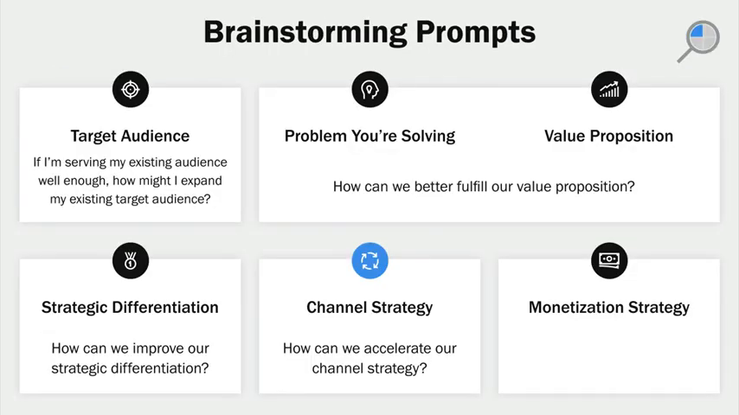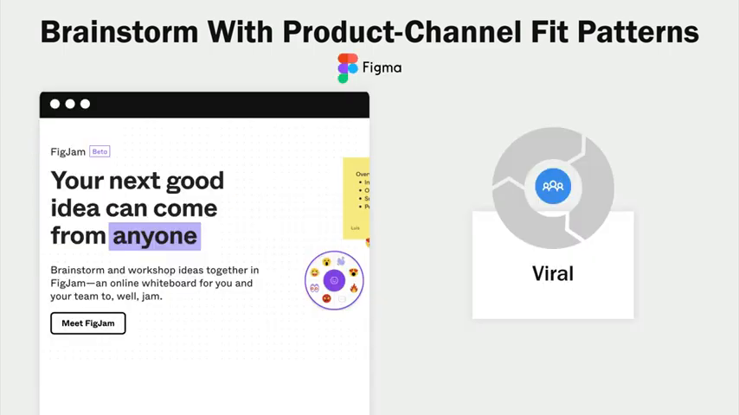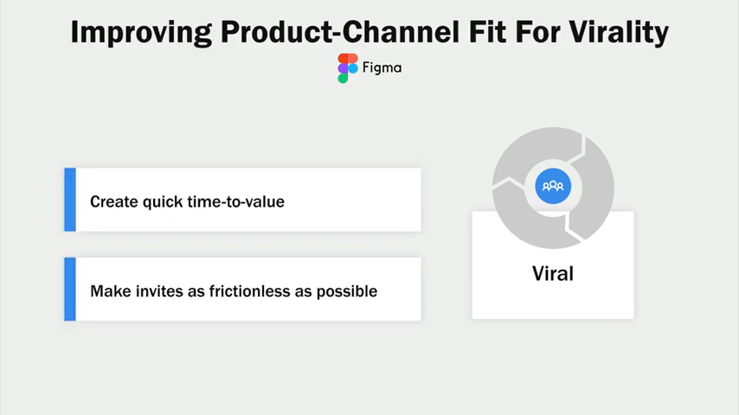The fourth strategy lens prompt is, how can we accelerate our channel strategy? To get brainstorming started, use the common patterns for improving product channel fit from the product strategy module as a thought starter. For example, consider Figma, which primarily grows via virality. Improving product channel fit for virality-based products means creating quick time to value, as well as making invites as frictionless as possible.